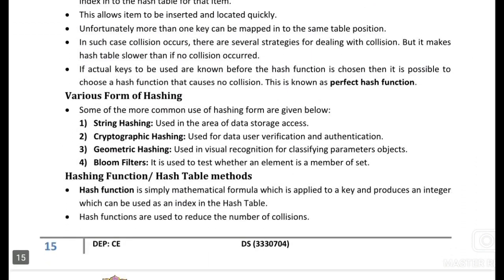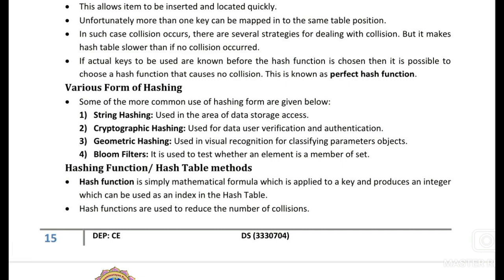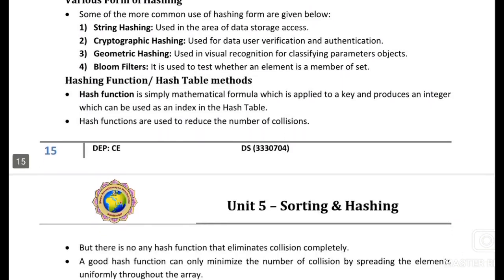Here one is the various forms of hashing: string hashing, cryptographic hashing, geometric hashing, and Bloom filters. So here one is the forms. Then next, function and method. So what is a function? Hashing function is simply a mathematical formula which is applied to a key and produces an integer which can be used as an index in the hash table.